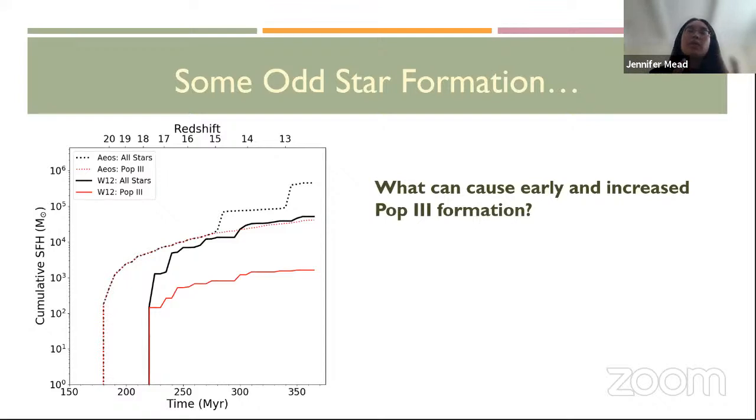And you'll actually notice a couple of odd things right off the bat. First, in EOS, which is the dashed lines that you're looking at, the Pop3 star formation, which is in red, starts about 50 megayears before the Birth of the Galaxy simulations. And again, because these have the same initial conditions, this is a little bit odd. You'll also notice that we get much higher Pop3 star formation than we do in Birth of the Galaxy. And so we're left asking the question, what is the physical reason or the phenomena that is causing these differences?